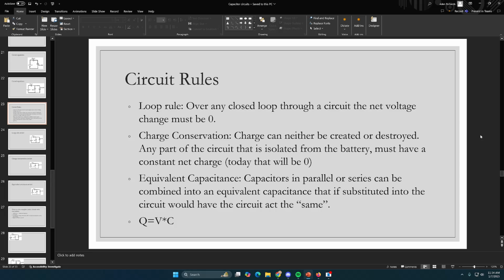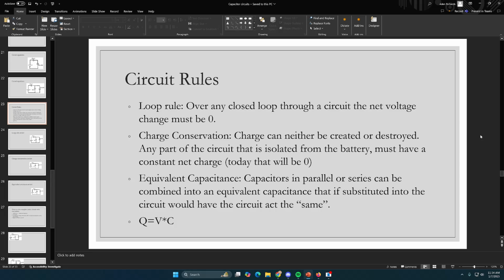The loop rule is: over any closed loop through a circuit, the net voltage change must be zero. We'll do some examples of that in a second, but that's the idea. If I end up where I started, the total change of my voltage has to be zero, because I'm starting and ending at the same place. So the voltage change must be zero.